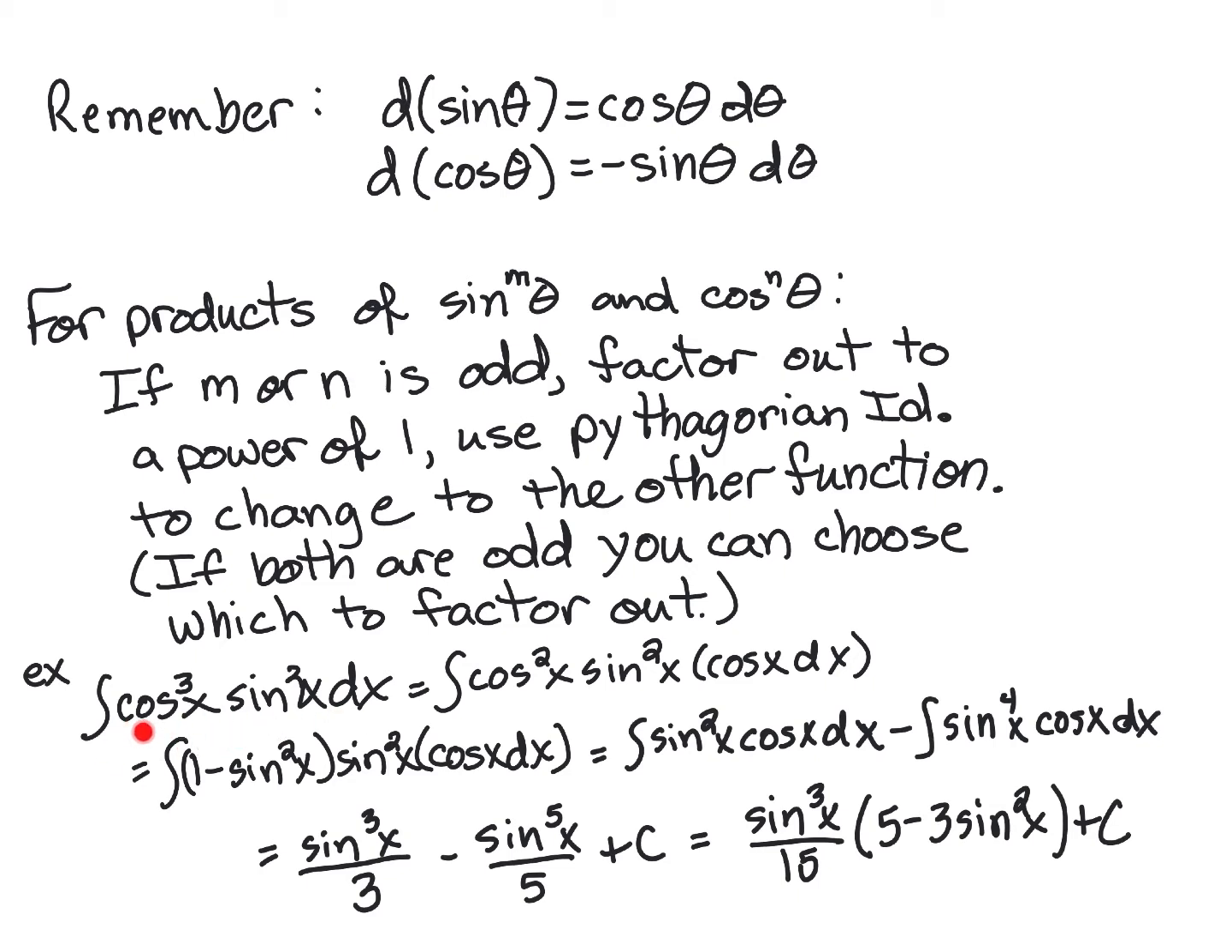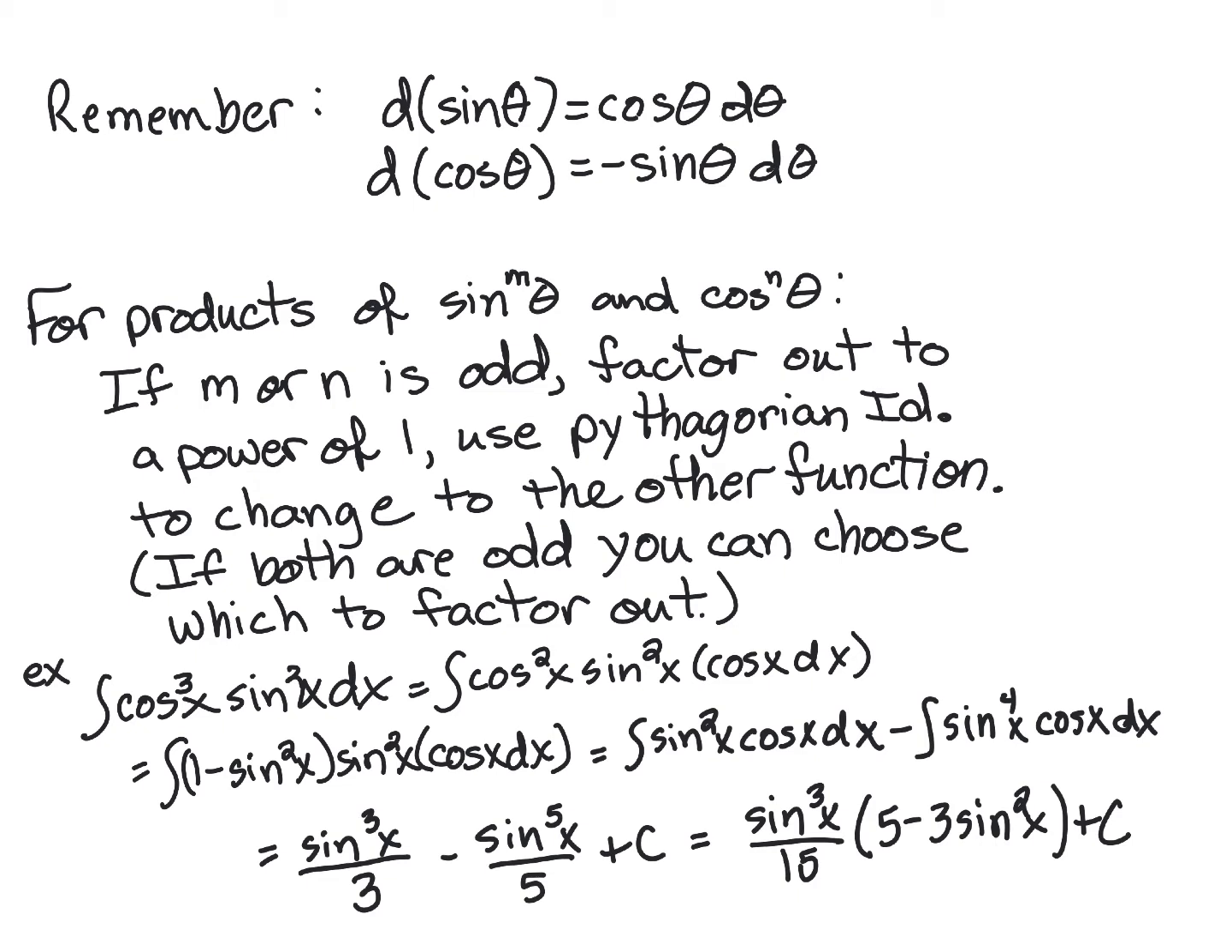Okay, let's look at this guy right here. We have sine squared, but cosine is an odd power. So I factor off a single factor of cosine, which leaves me with a cosine squared. Recognizing that cosine is the derivative of sine, we can use the Pythagorean identity to change this cosine squared to be in terms of the sine squared. So we have 1 minus sine squared, that was the cosine squared. There's the sine squared that was already there, and here is your cosine.